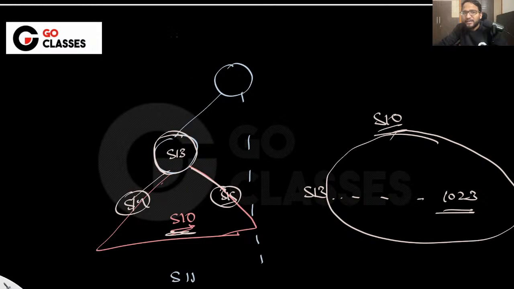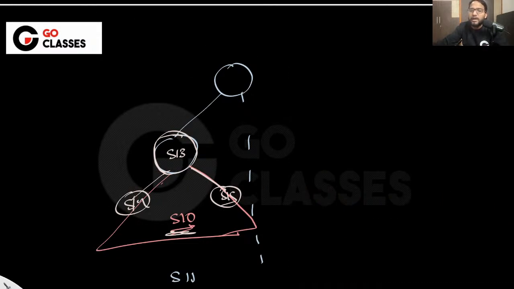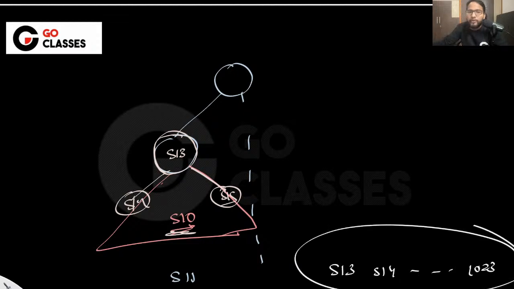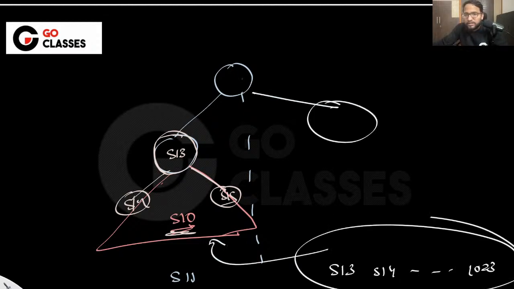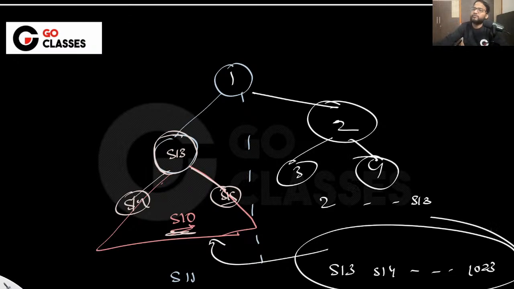What about the right hand side? Right hand side also you can fill with the smaller numbers. See, starting from 513, 514 till 1023, these numbers you are putting here, and then other numbers, from 2 to 512, definitely put here. Right? Maybe you can put 2 here, 3 here, 4 here, like that. Okay. So I hope you understood this.